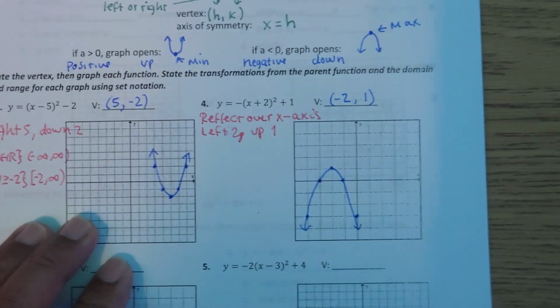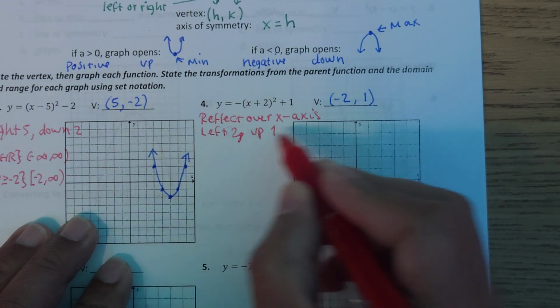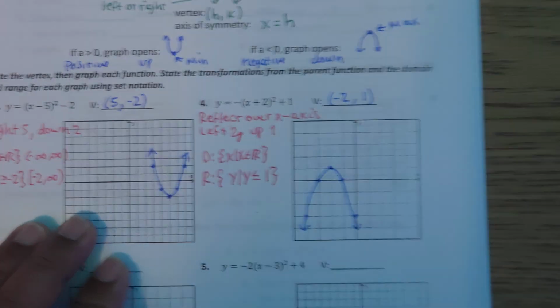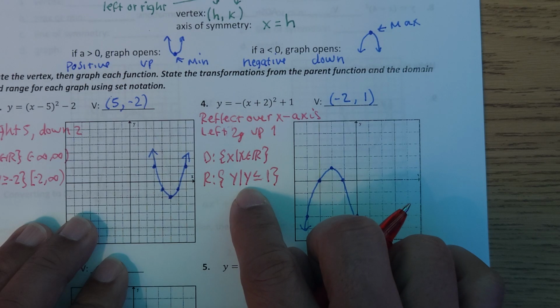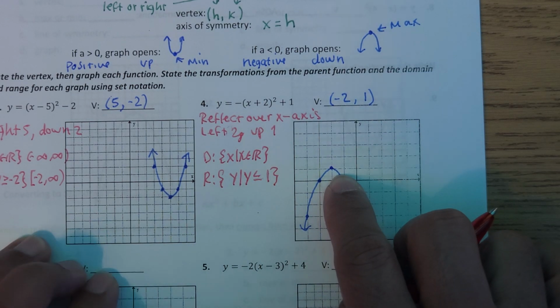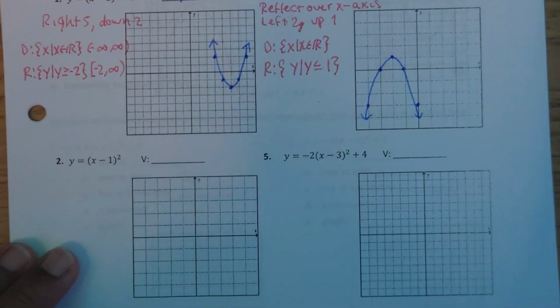So transformations: the graph got reflected over the x-axis because of that negative. Then it went to the left 2 and then up 1. Domain is all real numbers, and the range is y such that y is less than or equal to 1, because from the vertex point, this graph goes down, so there's a max at the vertex. Okay, so let's move on to the next example.